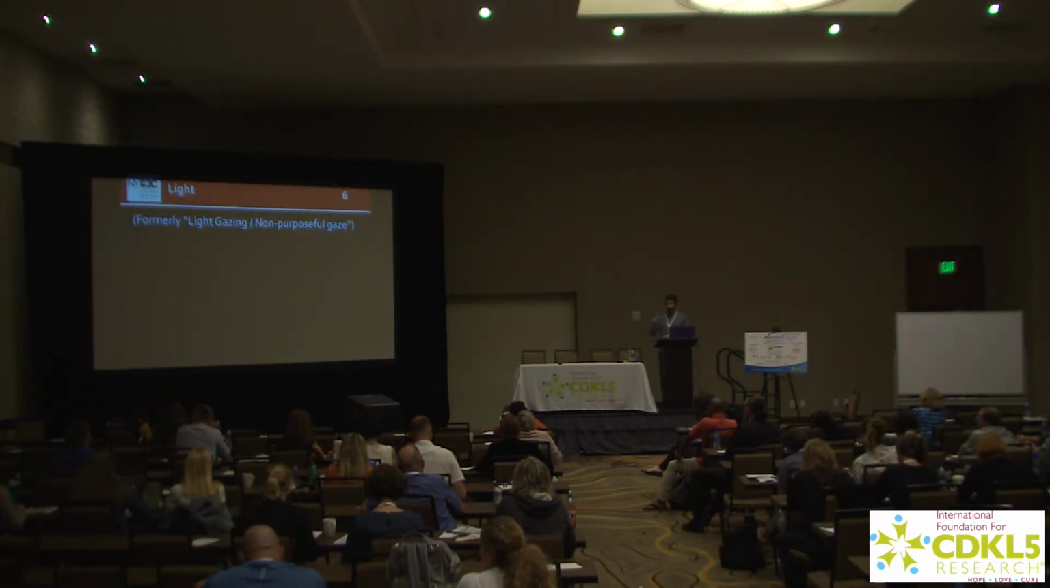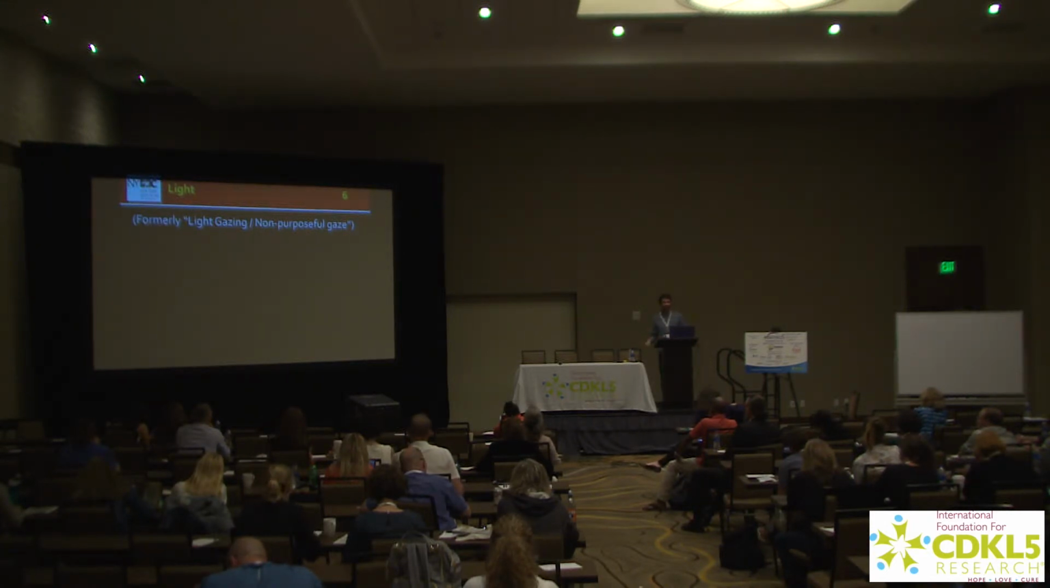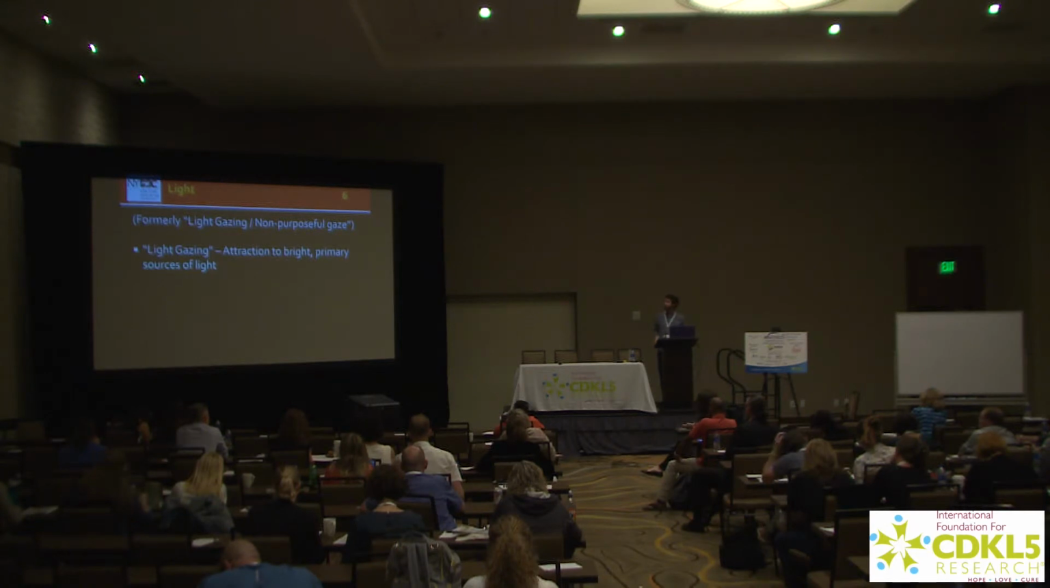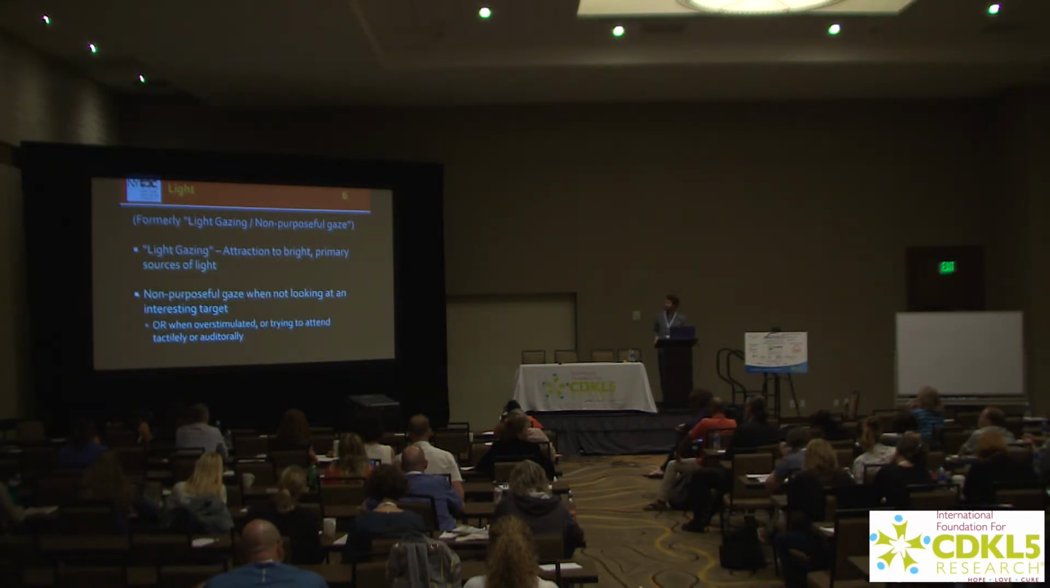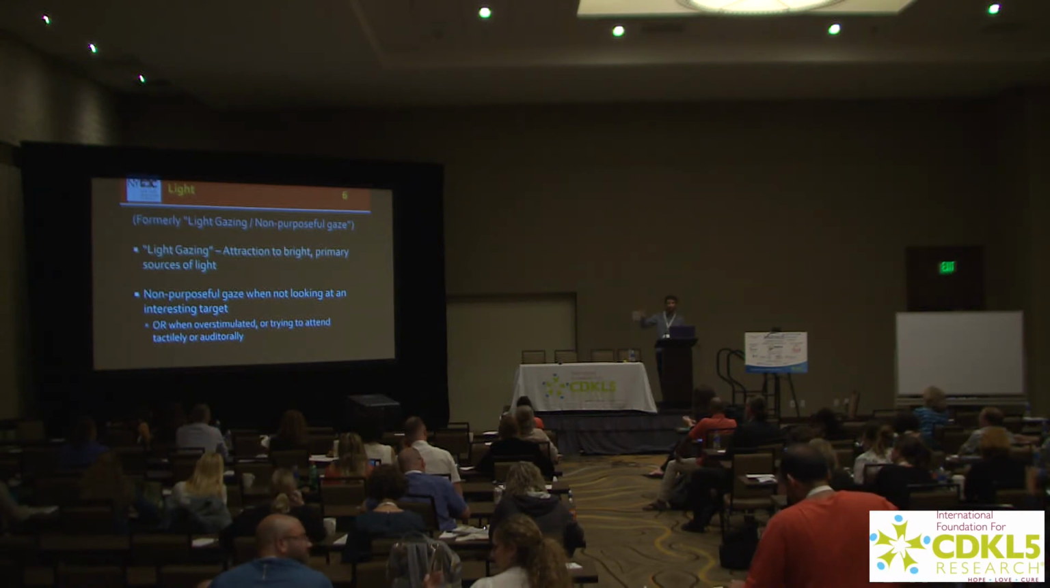I'm just going to do one more characteristic and then turn it over to questions for a couple minutes, because this is another one that's really critical. And this is the characteristic of light. We used to talk about this as light gazing or non-purposeful gaze. Kids with CVI staring compulsively at bright primary sources of light. Right? That's light gazing. Or non-purposeful gaze, that sort of just staring off or staring past something or almost like through it.